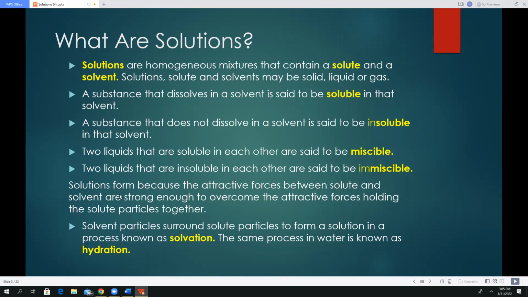And then the solutions form because of the attractive forces between the solute and the solvent. So the main thing is that you have charges on both, hopefully. And if you don't have charges, then it still works. All right, so this is how the solvation process happens. The solvent particles will surround the solute to form a solution. And if it's water, it is known as hydration.